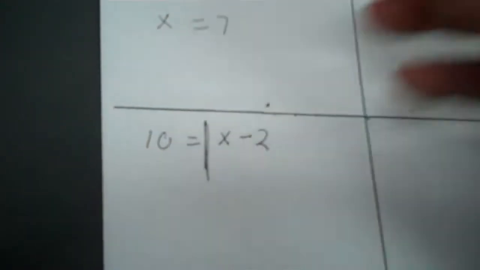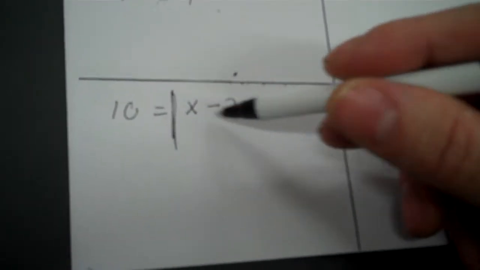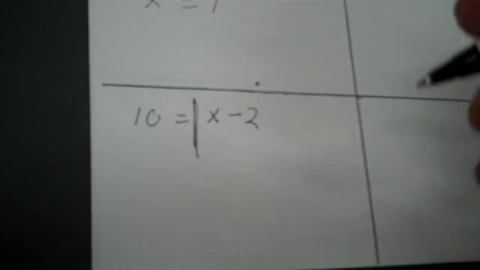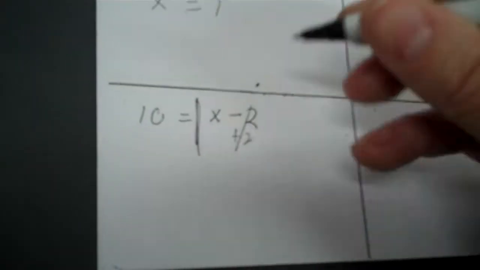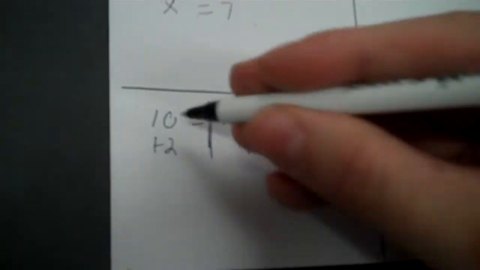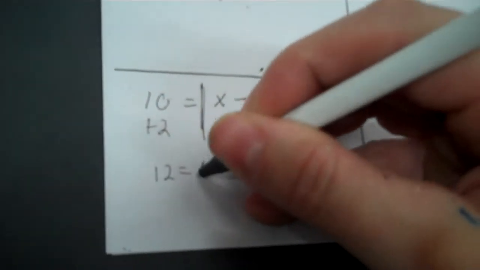Okay, then the last one before we move on to the new thing on the next page. 10 equals X minus 2. So here's my wall. Okay, what's happening to X over there? It has a minus 2. So we want a plus 2. And then I plus 2 to my 10. So 10 plus 2 is 12 equals X.